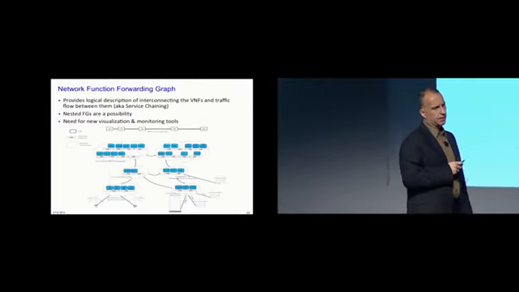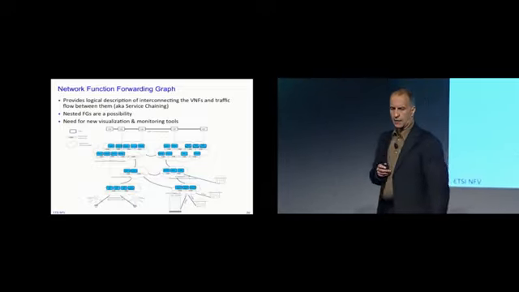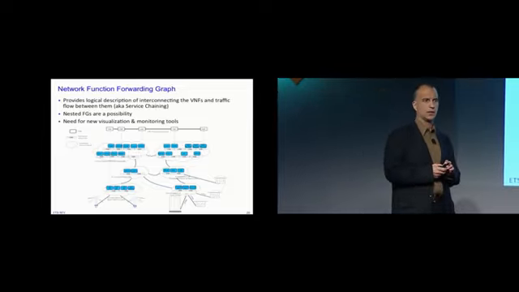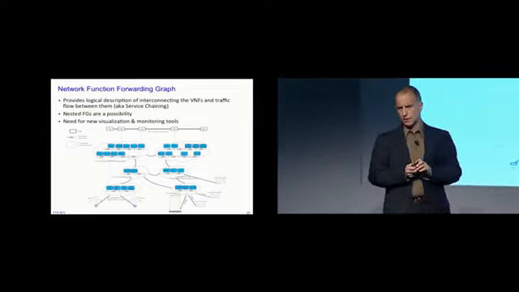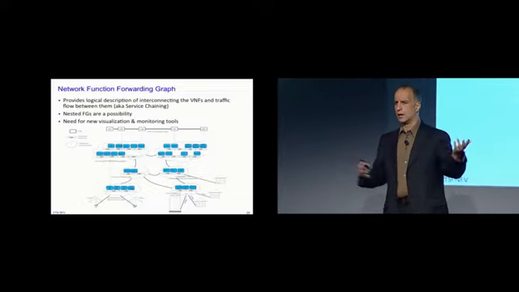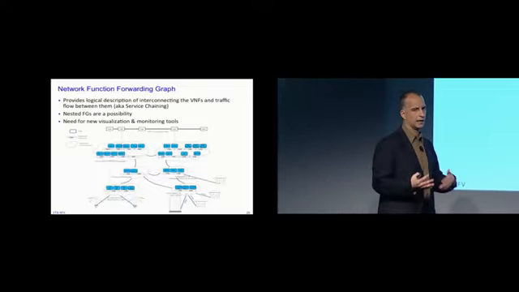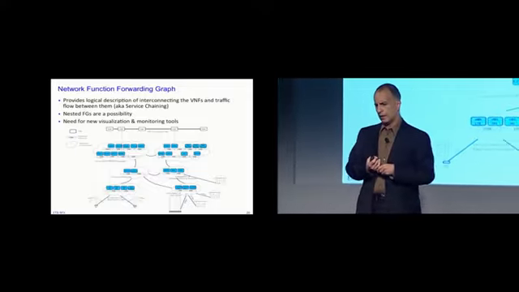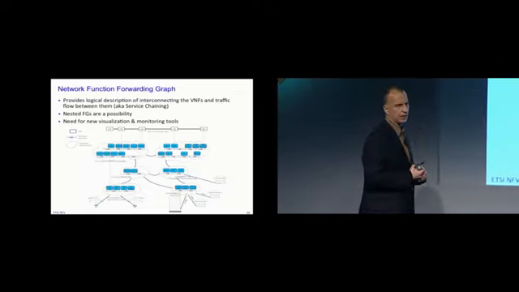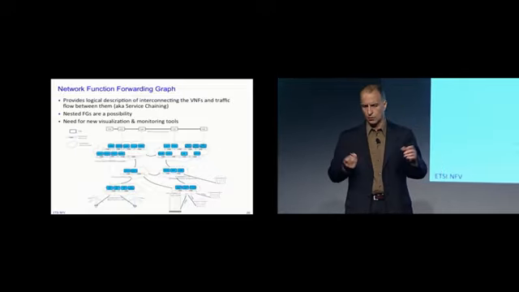Another thing that presents a lot of interest is the network function forwarding graph. That provides a logical description of interconnecting the various network functions in your infrastructure. Because now that you're virtualizing the functions, somehow you need to interconnect these, right? You need to couple these. Some people call this service chaining. This is a term I don't particularly like myself because it has the chain thing in it, but you can think of it as service or function concatenation or coupling or linking.